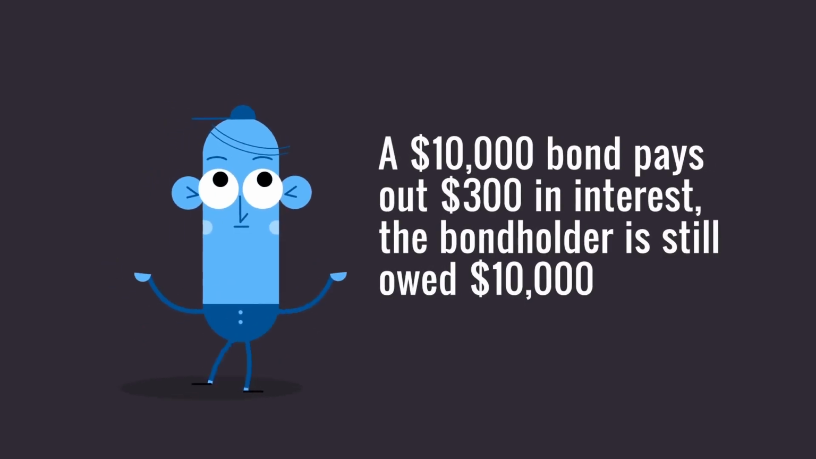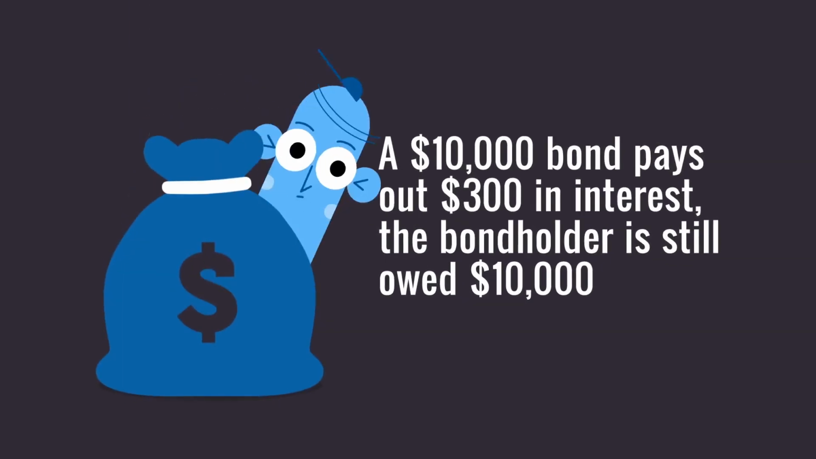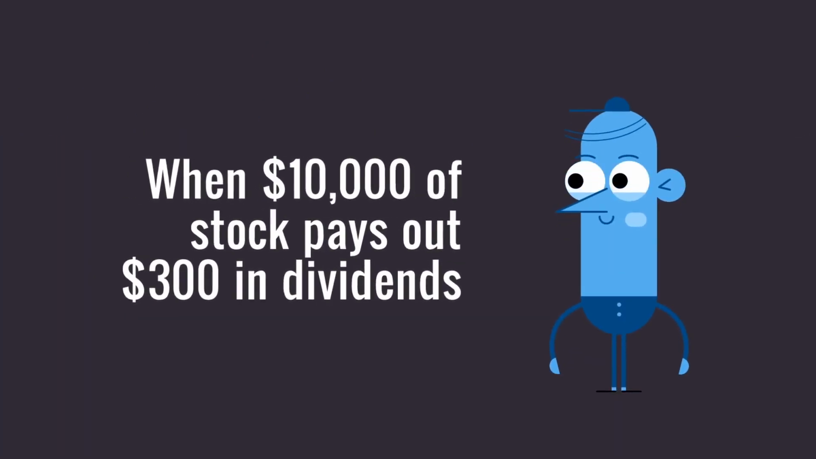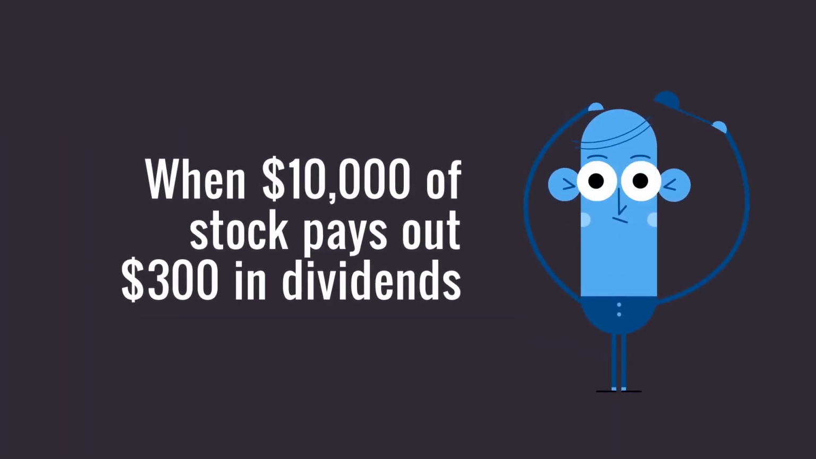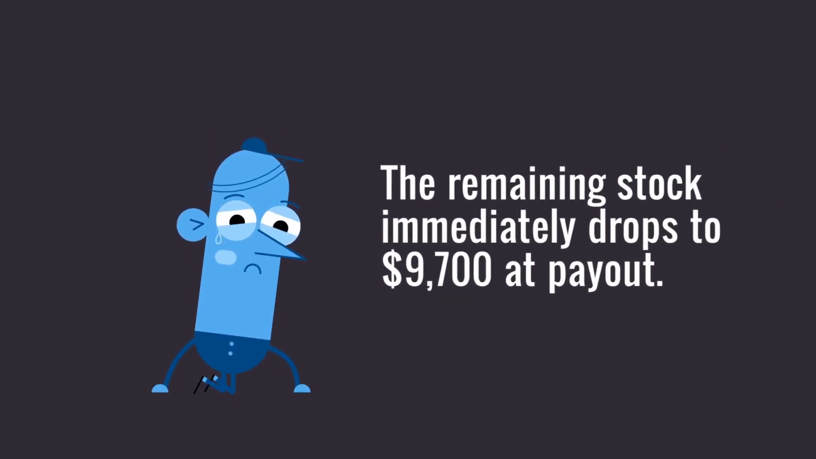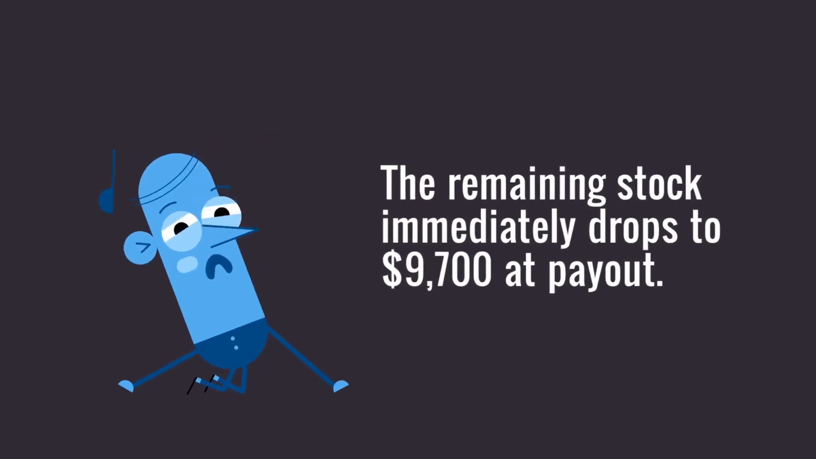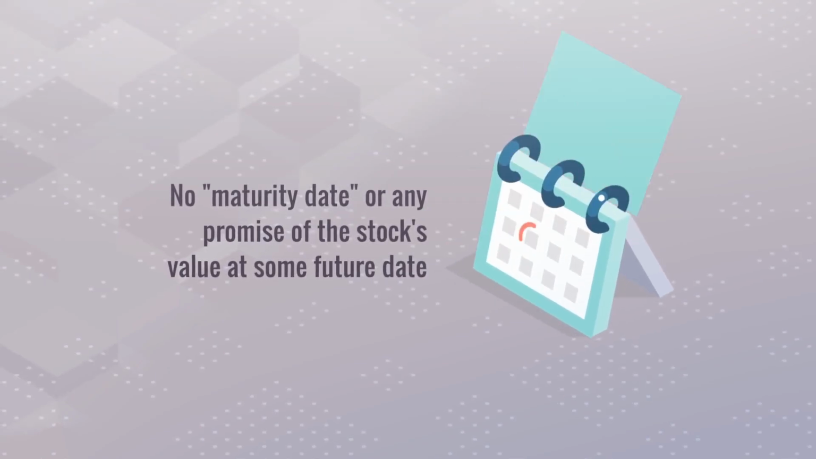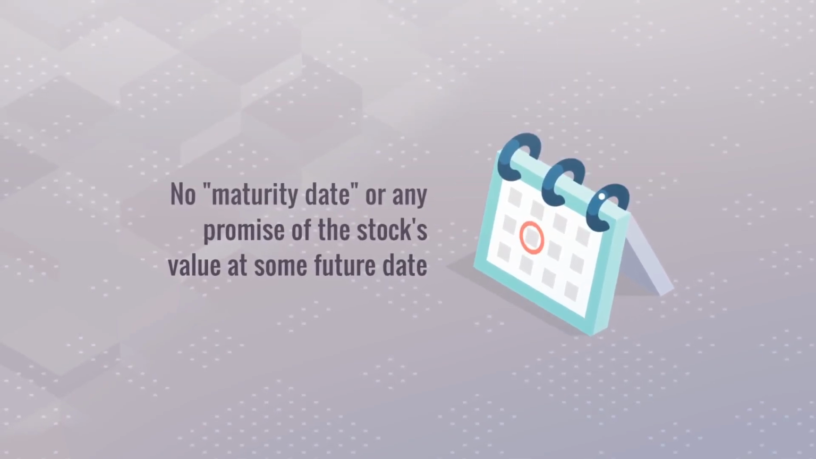When a $10,000 bond pays out $300 in interest, the bondholder is still owed $10,000 in principal at the bond's maturity date. When $10,000 of stock pays out $300 in dividends, the value of the remaining stock immediately drops to $9,700 at payout. Unlike bonds, there is no maturity date or any promise of the stock's value at some future date.